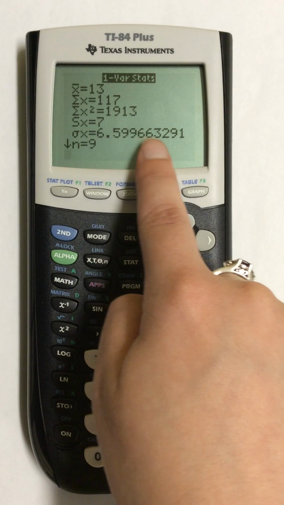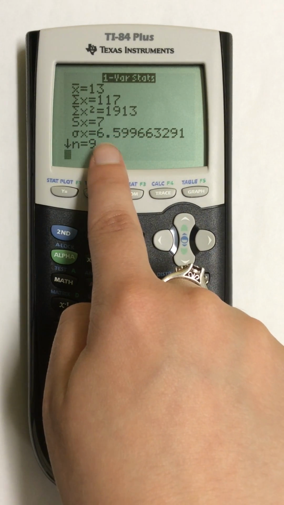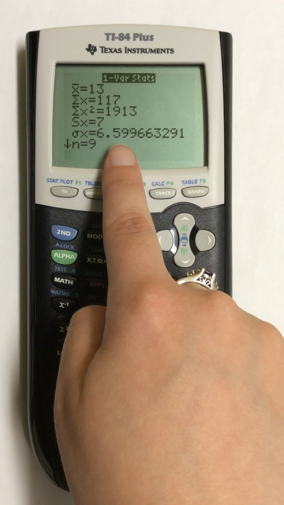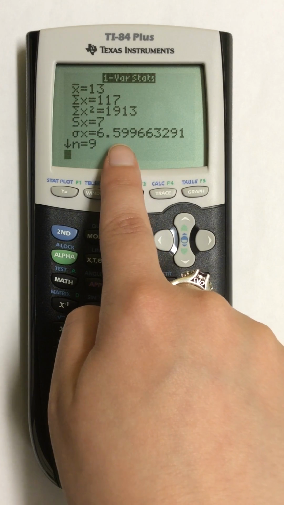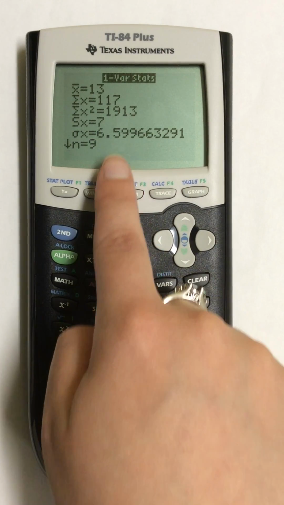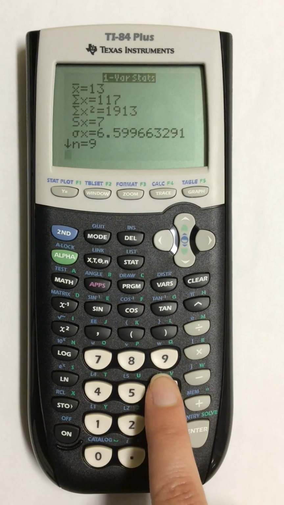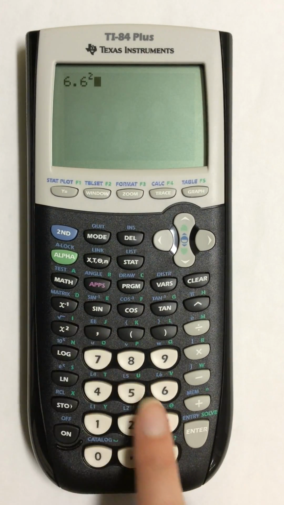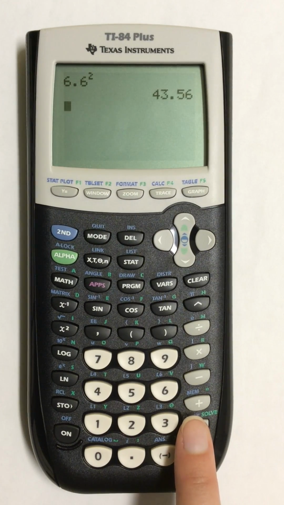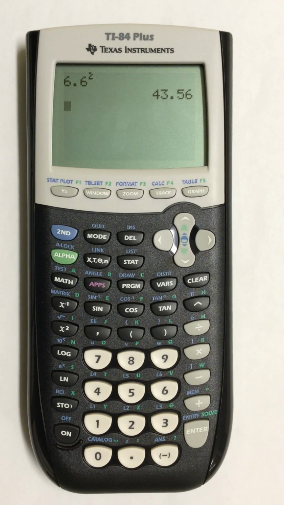So you don't need to take this whole number, you can round it off to say 6.599, 6.6, wherever your instructor wants you to round it to. So you could use 6.6 and then square it, Enter, for population variance. So this is how to find standard deviation and variance in your graphing calculator.